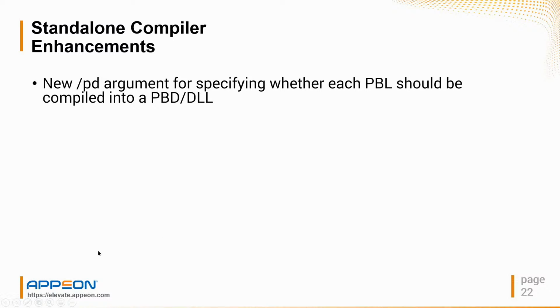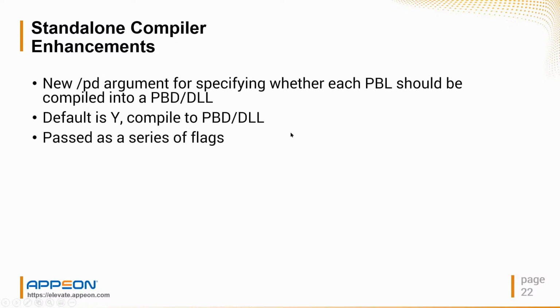I didn't think that Appeon would ever do this, but they did. They added a /pd argument, which now allows you to specify on a Pibble by Pibble basis where that code gets compiled. It's very similar to what's in OrcaScript. There's an important difference though. Part of the difference is that there's a default value. The default is compiled to PBD or DLL. So obviously, if you just do the compile without providing this flag, you will get an executable and then a PBD or DLL for every Pibble.